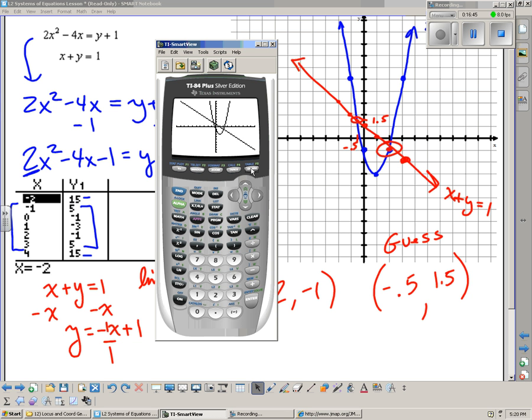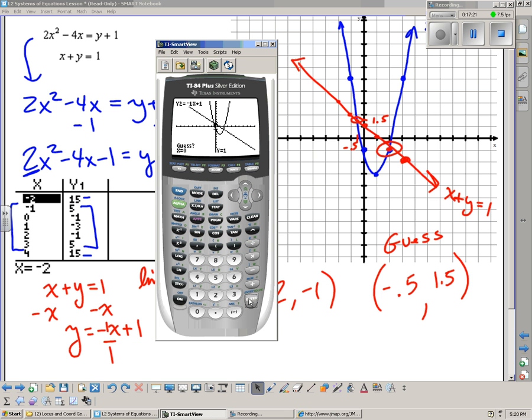There's a nice little feature on here. If I press the blue key second, and I press trace, it brings me to this menu. And I would like to find out where the graphs intersect each other. So I'll hit second trace, and I'll hit the number 5, or I'll scroll down to 5 for intersect, enter. And the calculator actually asks you a question. The first curve, meaning what's the first curve that you want me to intersect? So y1 is in there, I just press enter. And the second curve is the line, I just press enter.